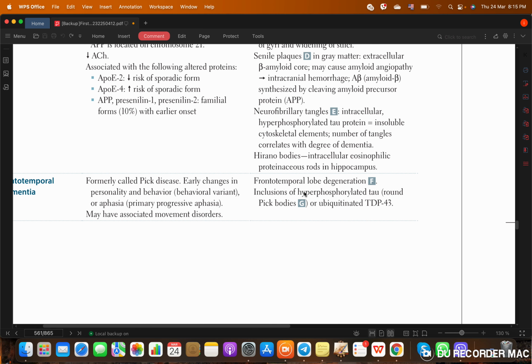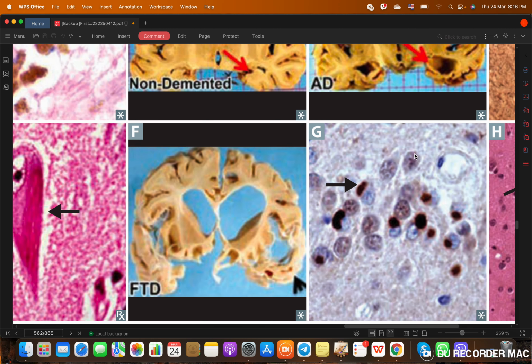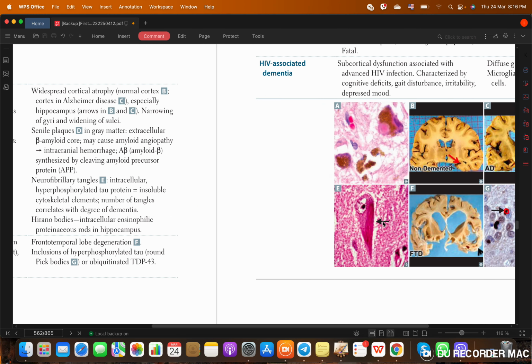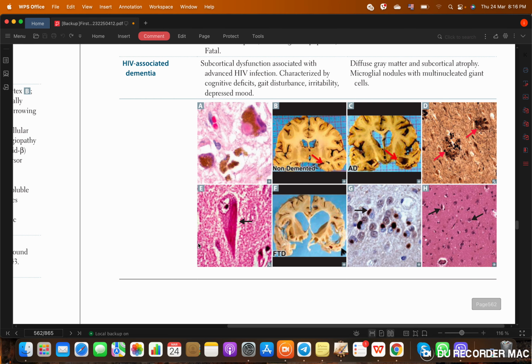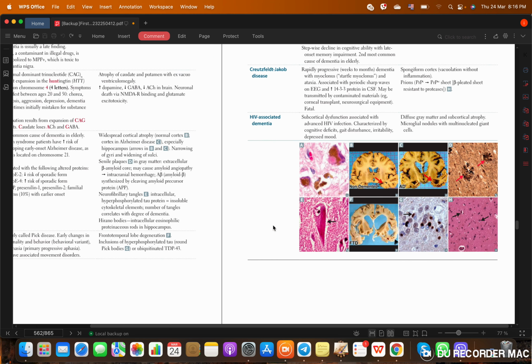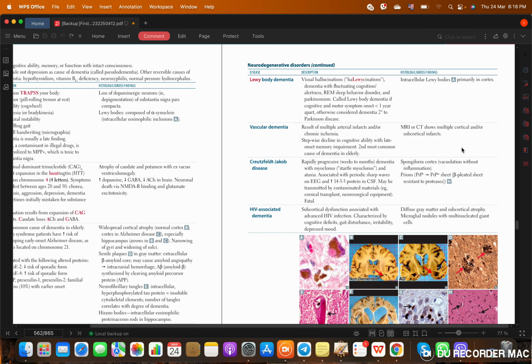Okay, so frontotemporal dementia: inclusion of hyperphosphorylated tau protein again, but this time they will be round, not as before. So if you see hyperphosphorylated tau protein and they show you a round structure, think Pick disease, which is frontotemporal dementia. But if they mention it and show you a picture with neurofibrillary tangles inside, think Alzheimer's disease. Okay, good. Lewy body, we mentioned it.